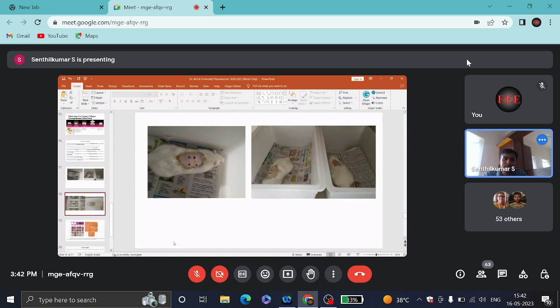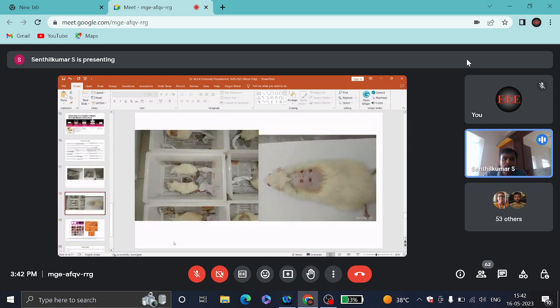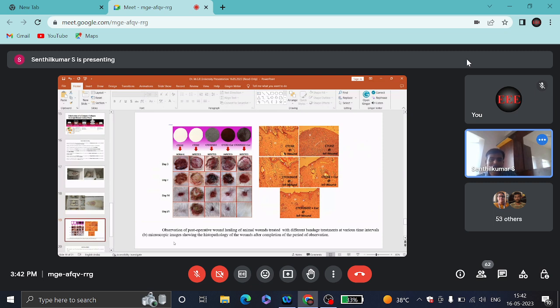Then you can see the group-wise wounds created. Then we introduced our bandage onto the wound. Nearly 21 days were taken for full curing with the natural bandage. You can see this figure: 21 days, and finally you can see the wound healing.